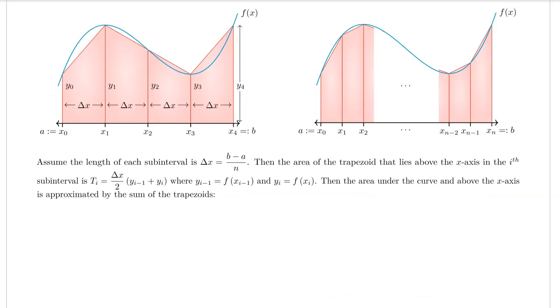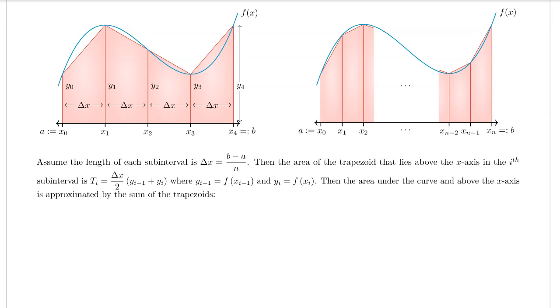Assume the length of each subinterval is delta x equals b minus a over n. Then the area of the trapezoid that lies above the x-axis in the ith subinterval is T sub i, which is equal to delta x over 2 times y sub i minus 1 plus y sub i, where y sub i minus 1 is equal to f of x sub i minus 1 and y sub i is equal to f of x sub i. Then the area under the curve and above the x-axis is approximated by the sum of the trapezoids.